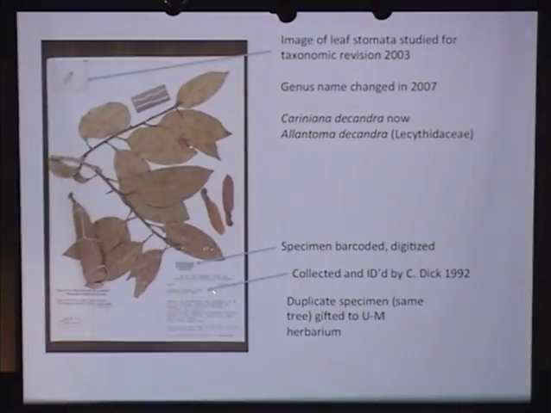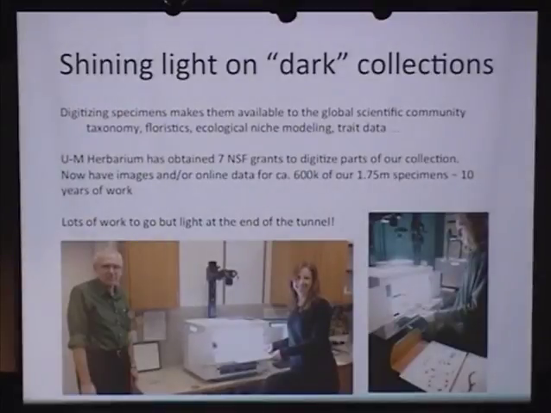So I collected it in '92, and I actually identified this tree. A duplicate specimen was sent to Michigan, so I go right into our herbarium and get DNA from it. At one point, the specimen was barcoded, digitized, imaged. Somebody came and studied the leaf venation as part of a taxonomic revision and included a photograph of that. Then they later changed the name for the genus, so somebody had to correct it. It's now Allantoma instead of Couriana decrantha. All that information is on this specimen, which is now, this is an image that I just pulled off the internet. So this is a big project that we're doing right now with our herbarium.